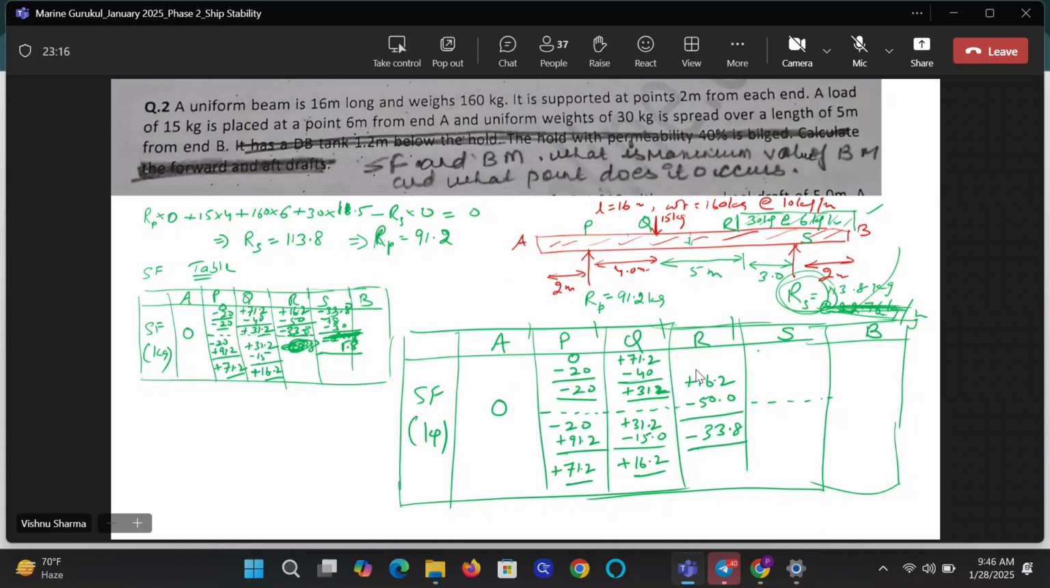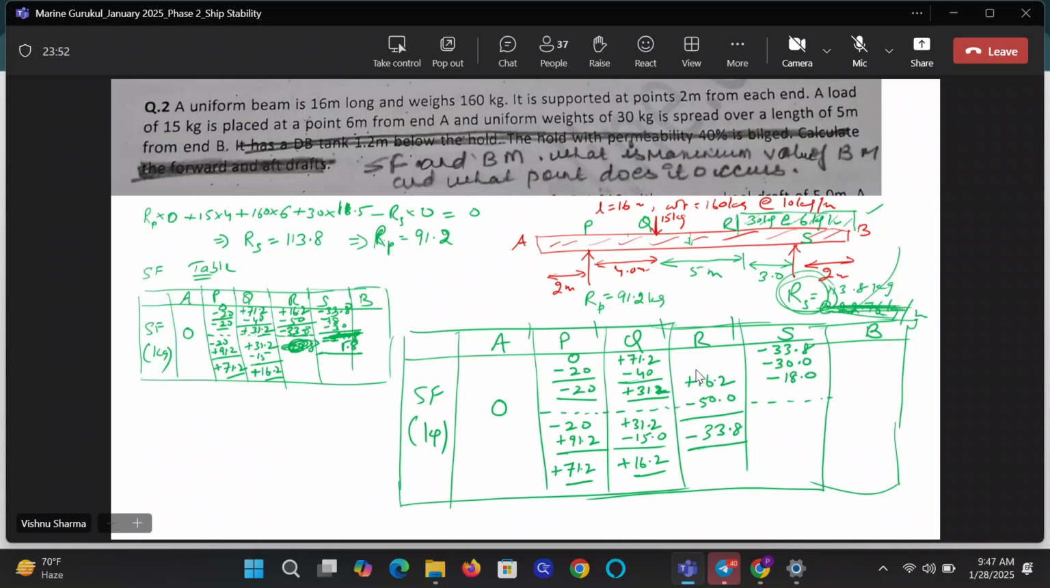Okay, now pay attention here. This is where you were raising the doubts. Look at the beam. What are the changes taking place from R to just left of S? There are 2 changes. One is 3 meters of beam weight, which is acting downwards, and the other is 3 meters of UDL. Minus 30 and 3 times 6, minus 18. Correct? These are the 2 changes.